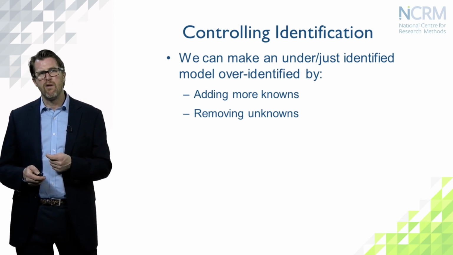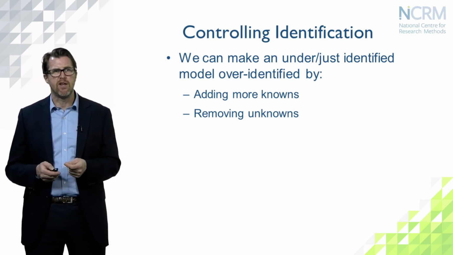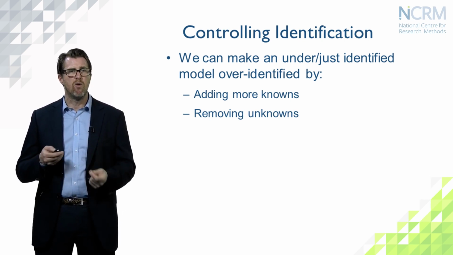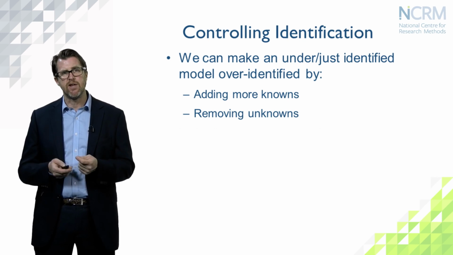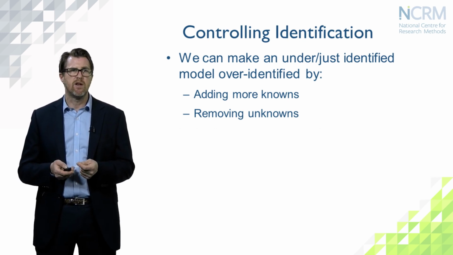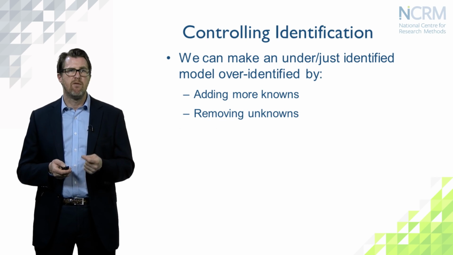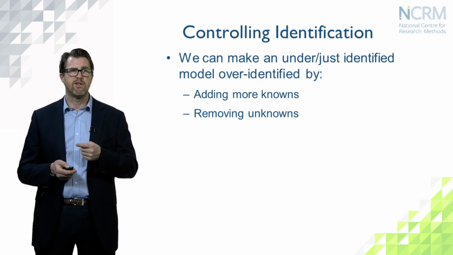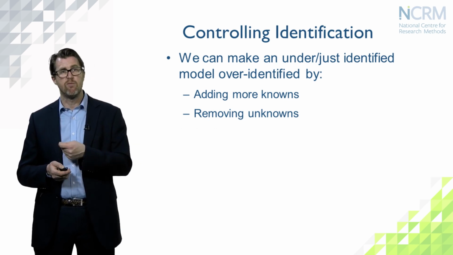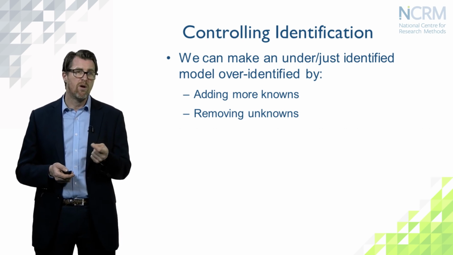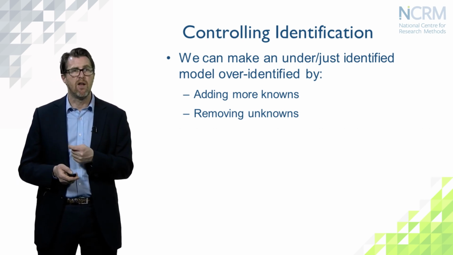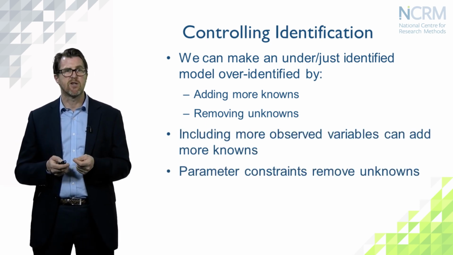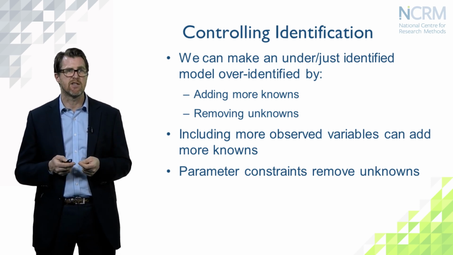Now, something else that's important to understand about identification is that we, as the analyst, can control to some degree the identification status of our model. So we can do this for a model like the one that we just saw that's just identified, or a model that's under-identified, by adding more known pieces of information to the equation, or by removing some unknown pieces of information, removing parameters that are to be estimated and adding constraints.